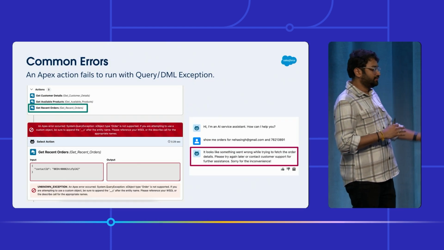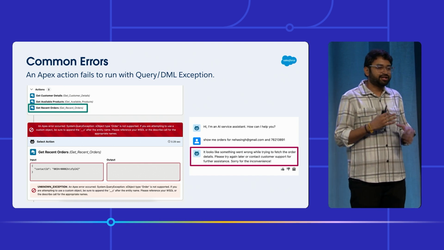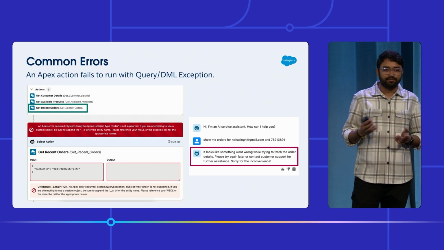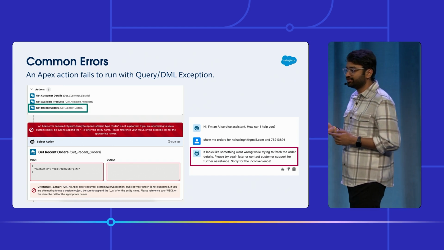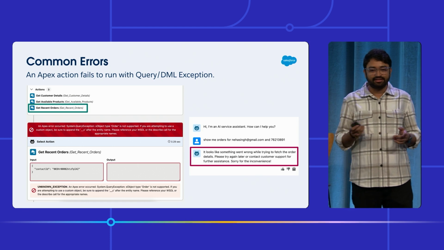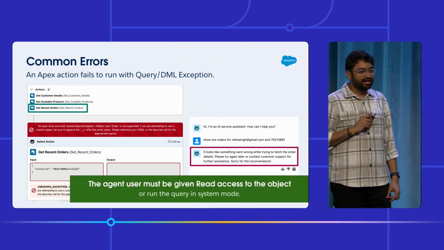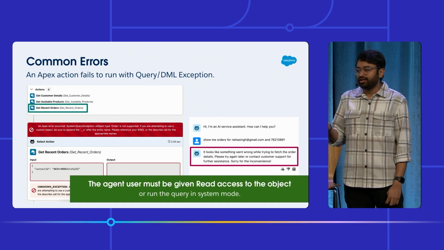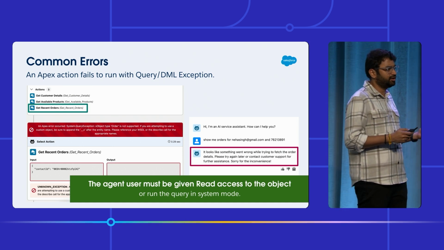So let's say you get around that, you give access to the Apex class, and then you run into this issue where the action gets invoked, but then it fails with a permissions issue. Now, all of you can guess, this is going to be a CRUD issue because it clearly says that it's not able to see a particular field. So you end up giving read access. Or you will run the query in system mode, which is not something that we generally recommend. But if you want, you can do that as well.